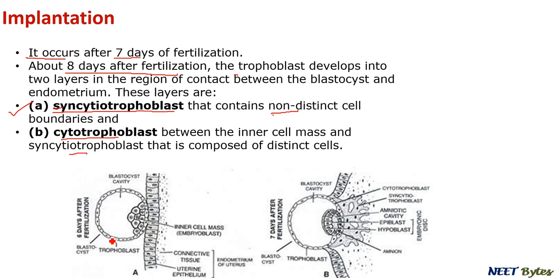Right, we have learned that the outer wall is called trophoblast, and this is the inner cell mass. This is in contact with the endometrium. Then within we see a cell layer, which we call cytotrophoblast, between the inner cell mass and the syncytial trophoblast, and this structure is called the syncytial trophoblast.